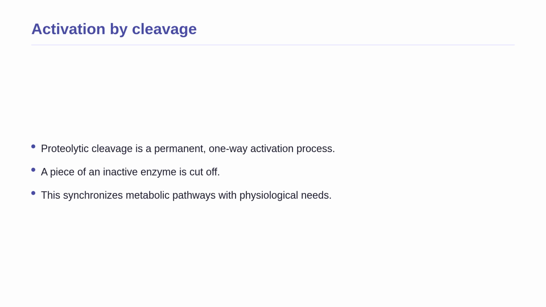Building on those reversible methods we just discussed, there is also a permanent way to activate enzymes. This mechanism is called proteolytic cleavage. Unlike the previous mechanisms, which can be undone, this is a strict one-way process. A piece of an inactive enzyme is literally cut off by another molecule to activate it. Once that piece is removed, the enzyme is permanently turned on. Together, all these mechanisms ensure that metabolic pathways are perfectly synchronized with the physiological needs of the organism at any given moment.